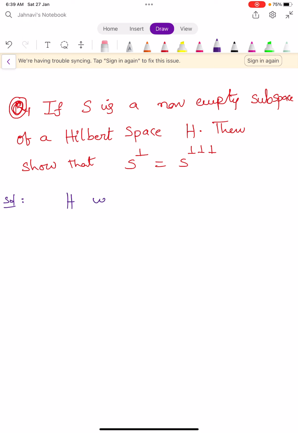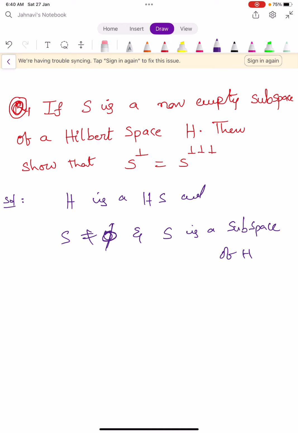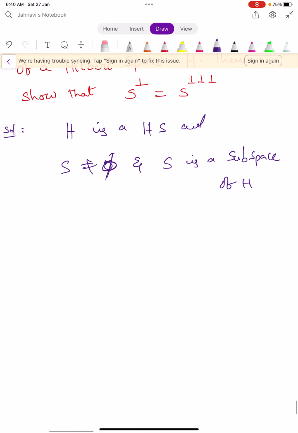Here H is a Hilbert space and capital S is non-empty, and S is a subspace of Hilbert space H. We have to show that S perpendicular is equal to S triple perpendicular.